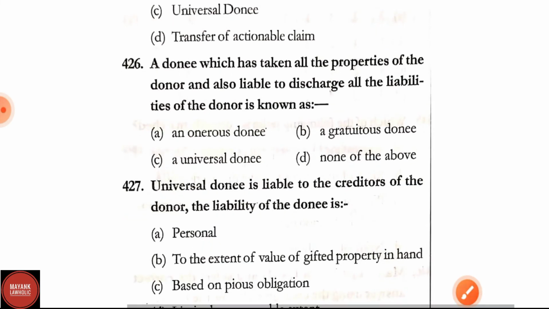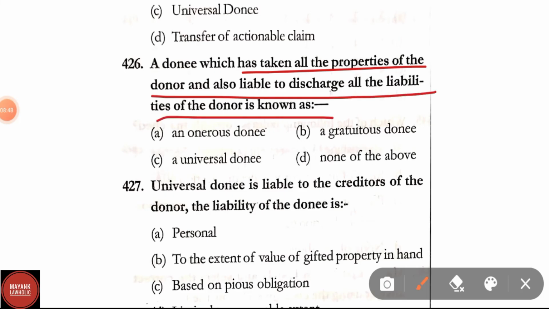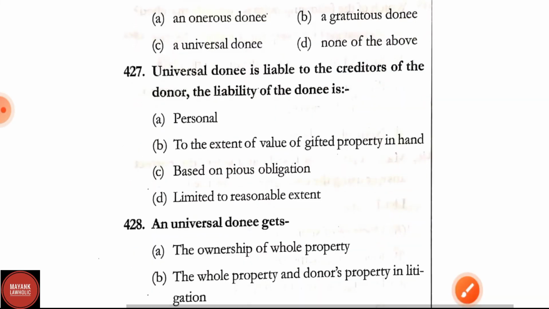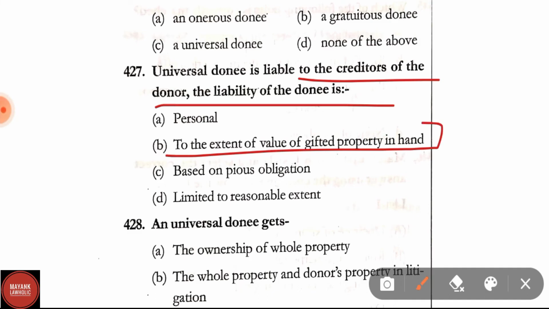Question number 426. A donee who has taken all the properties of the donor and is also liable to discharge all the liabilities of the donor is known as universal donee. Question number 427. Universal donee is liable to the creditors of the donor. The liability of the donee is personal to the extent of the value of the gifted property in hand.